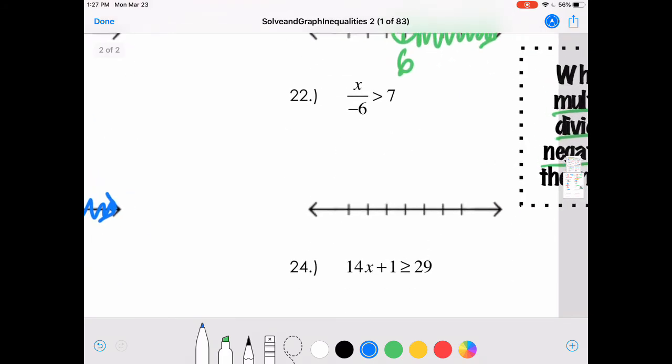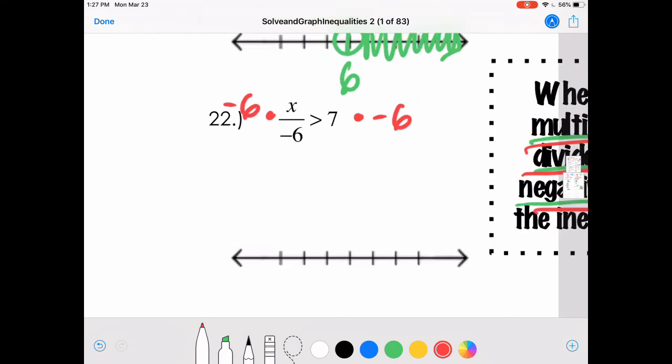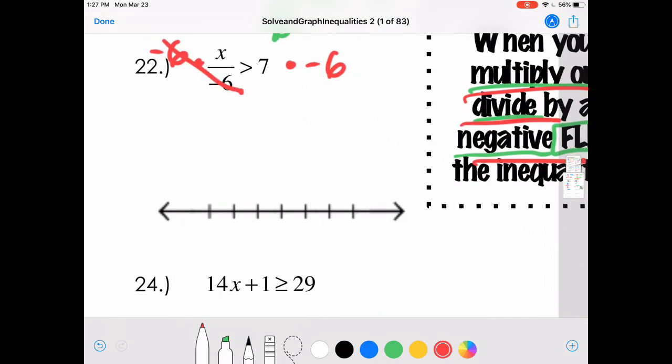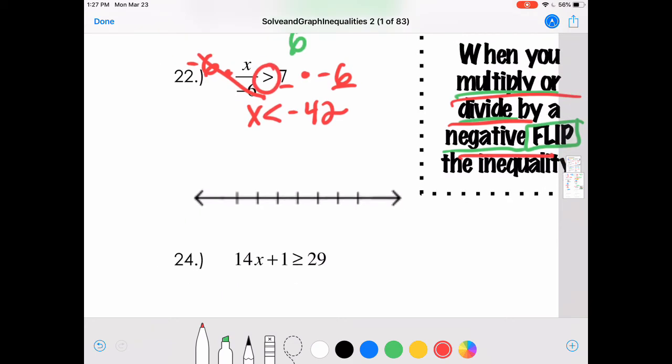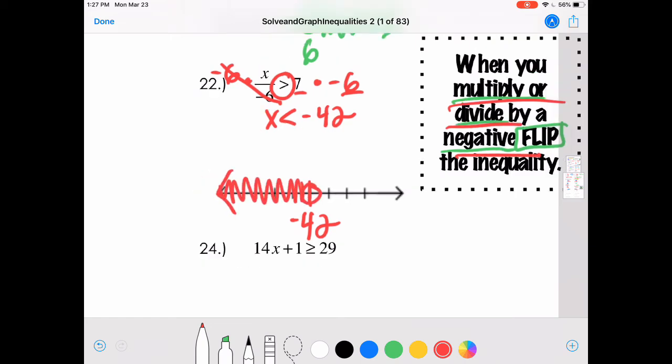Same thing with the next one. You have x divided by -6. You want to multiply by -6. Again, whenever you multiply or divide by a negative, you flip your inequality. So now we have x is less than -42. So put the -42 in the middle and then shade to the left.